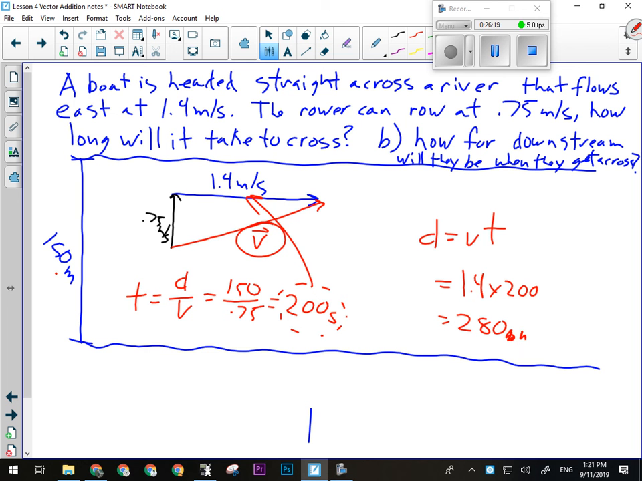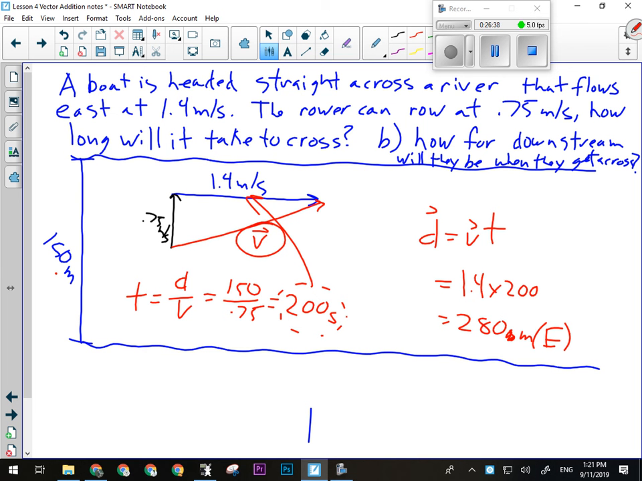Right, 280 meters, and that would be east. Okay. Everyone all right with that? That's a typical boat question. Now, a boat question can also work like this. They can work in a different way.